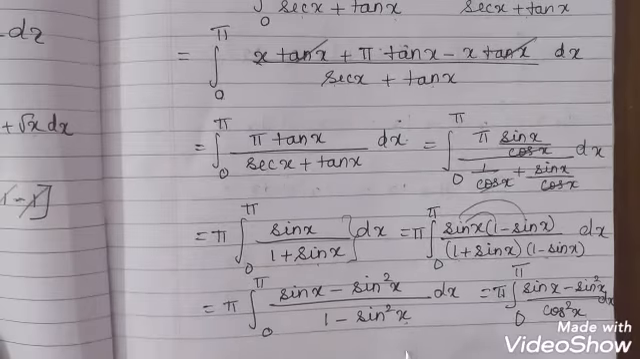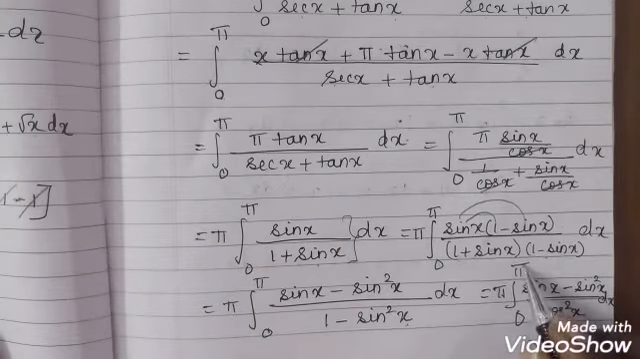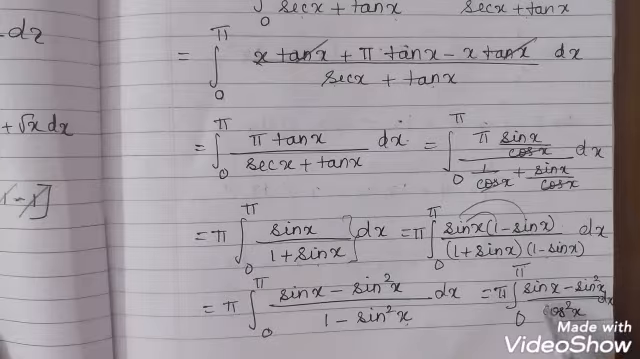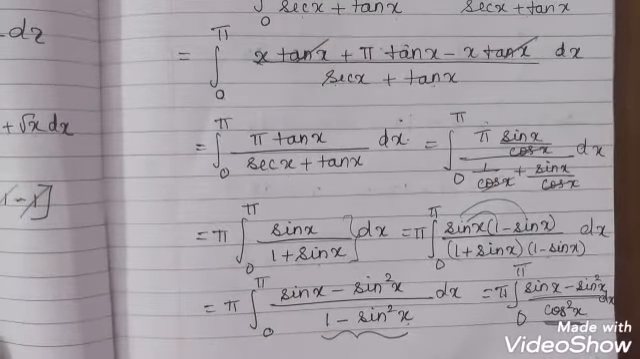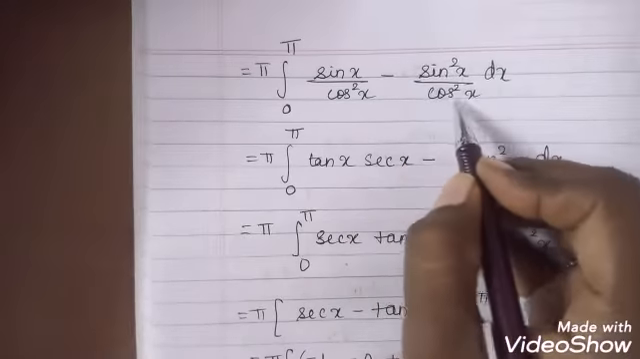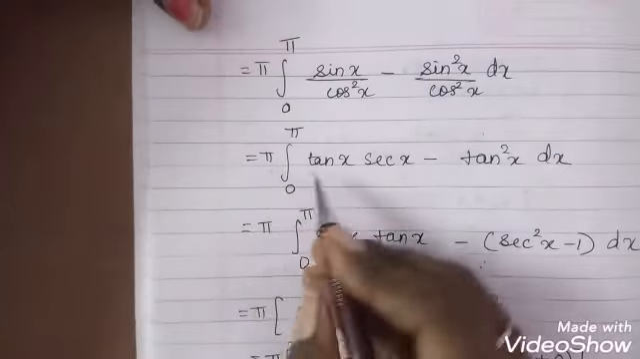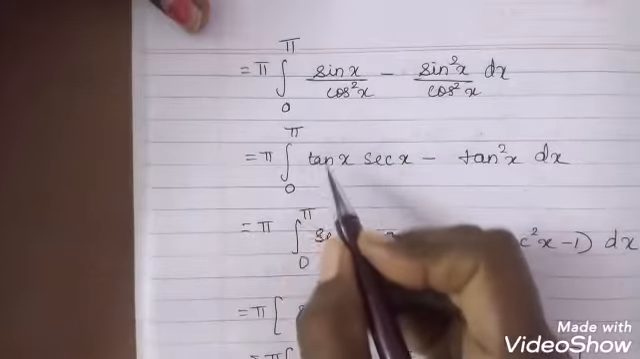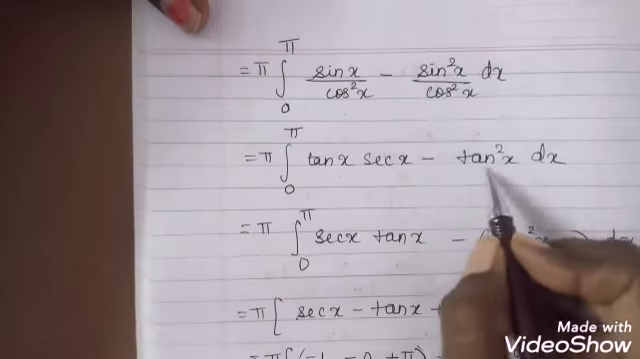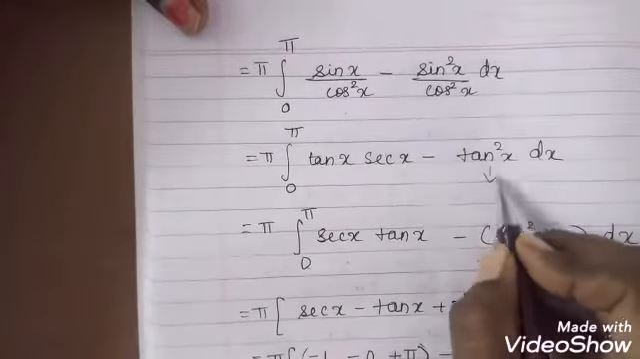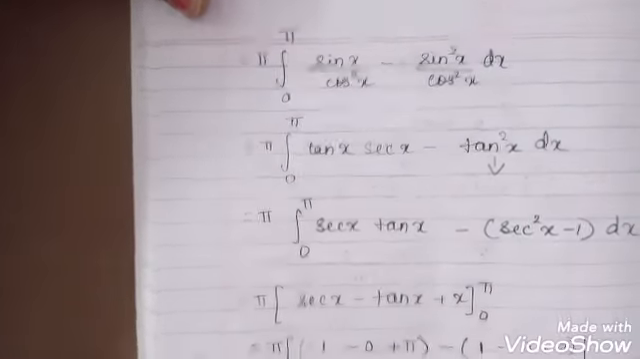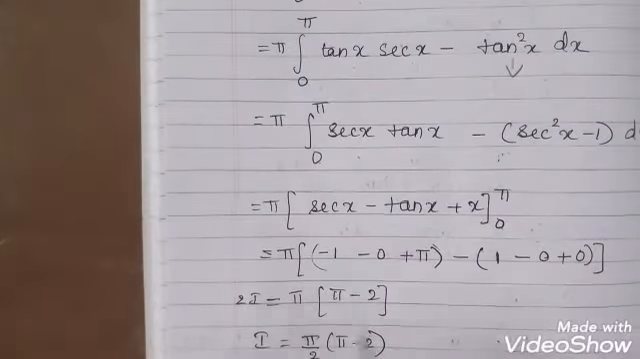You will have 1 minus sin squared x, which is equal to pi into the integral from 0 to pi of sin x minus sin squared x divided by cos squared x dx, because 1 minus sin squared x is nothing but cos squared x. So you have pi into the integral from 0 to pi of sin x by cos squared x minus sin squared x by cos squared x dx, which is equal to pi into the integral from 0 to pi of tan x into secant x minus tan squared x dx. To integrate this one, I will write tan squared x as secant squared x minus 1, because I don't know the integral of tan squared x directly.